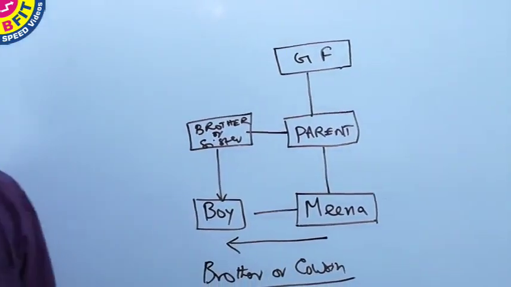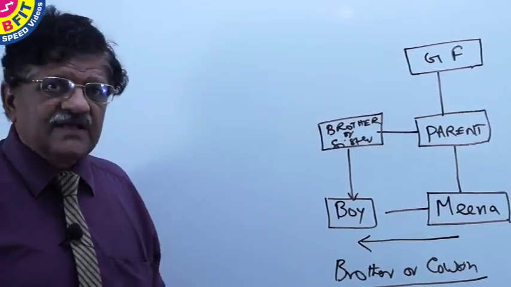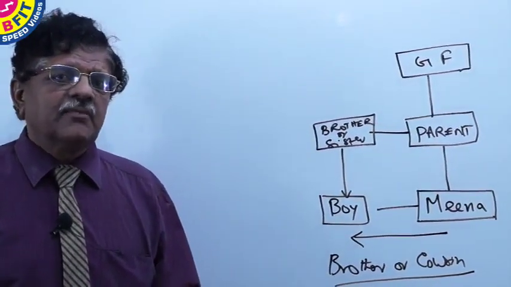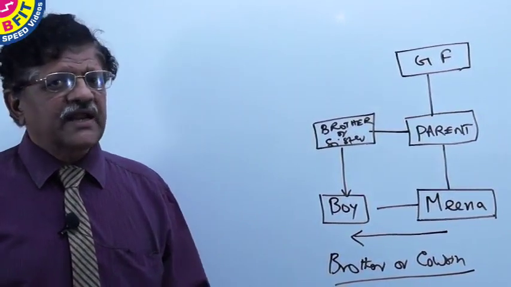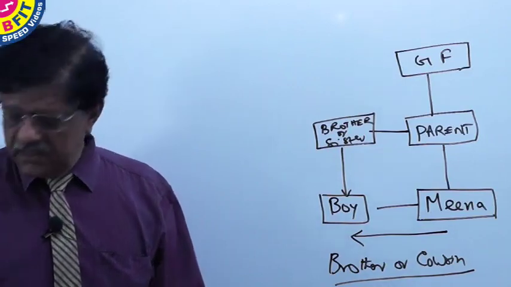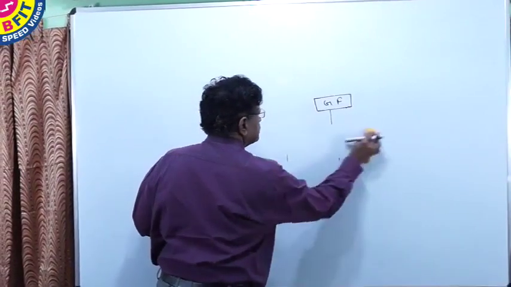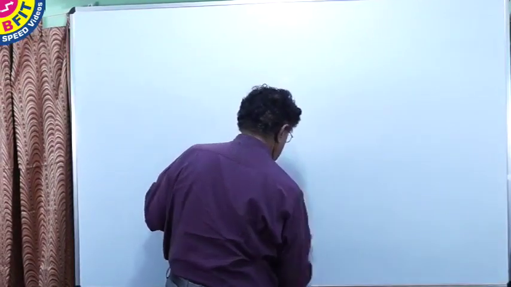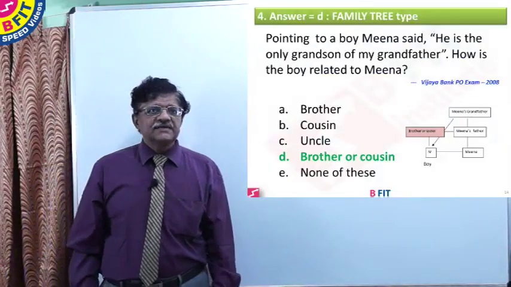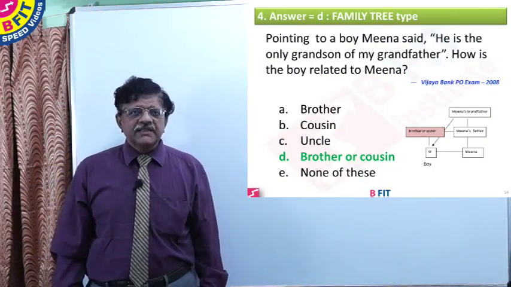From this question, what we understand is that while drawing the diagram, we should not stop with only one possibility. If there is another possibility, that also should be drawn, and we should explore all kind of possibilities and the relationship, so that you can arrive at the correct answer. So for this question, the correct answer is brother or cousin. Let us look at the answer. Answer for question number 4 is option D, brother or cousin.